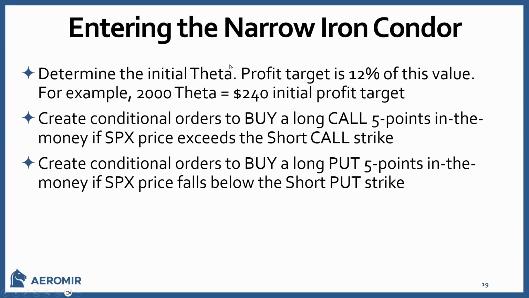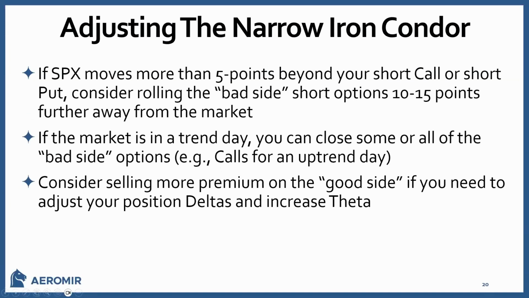Okay, so if SPX is moving more than 5 points beyond your short call or put, consider rolling the bad side. So if your market's moving up, you're getting hurt with the call, so that's the bad side. And then you want to move those options probably 10 or 15 points further away, so you make the market keep moving to catch you. If it's a trend day, you can close all or some of the bad side, and that'll create basically a short put spread if it's moving up, or a short call spread if it's moving down. And you can also consider selling more premium on the good side.